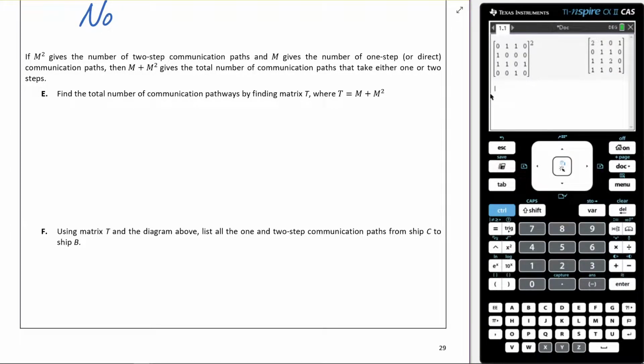Okay, so the next thing that we've got here is it says, if m squared gives the number of two-step communication paths and m gives the number of one-step or direct communication paths, then m plus m squared gives the total number of communication paths that take either one or two steps. Find the total number of communication pathways by finding matrix T, where T is equal to m plus m squared.